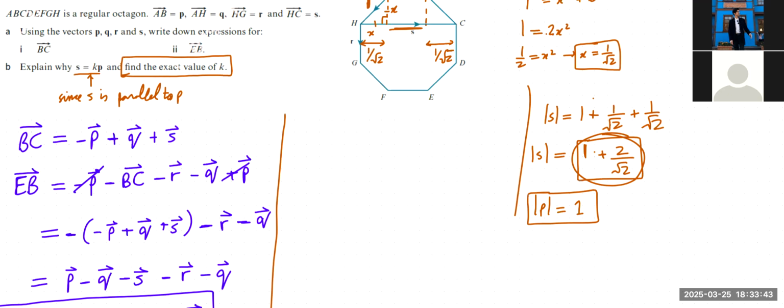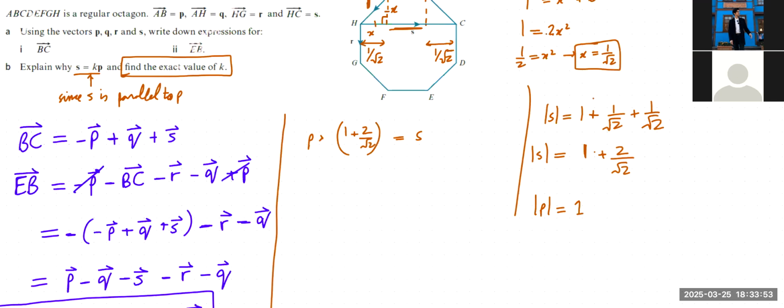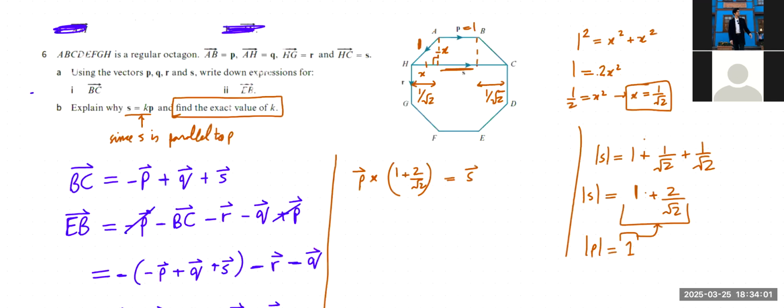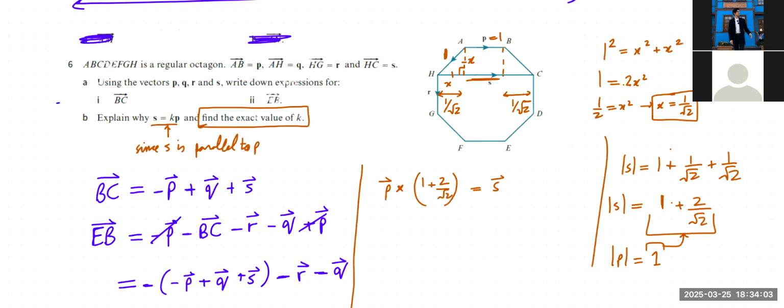So how much longer than p is s? Like what factor? If I multiply p with 1 plus 2 over root 2, I will get s, basically. That's what I've learned, right? Because that's the multiplication factor that would give me the length of s. So I found out that s is equal to this much times p.